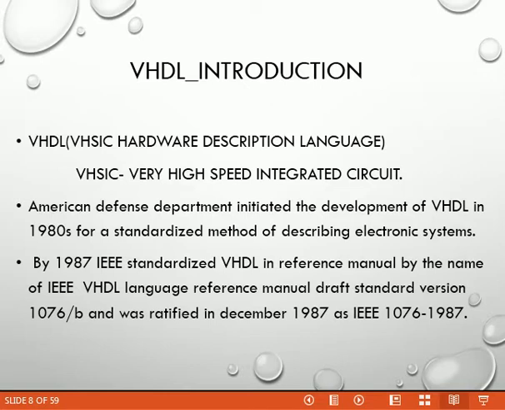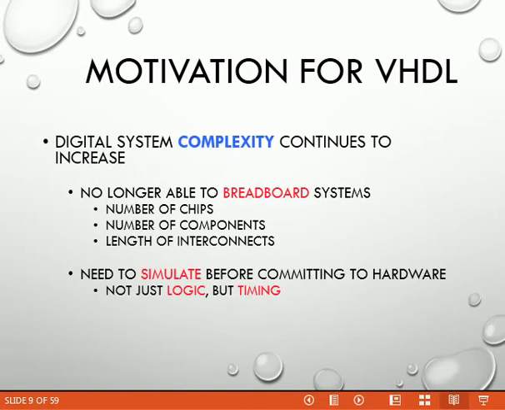So this was the history regarding VHDL programming. Now let us see what is the motivation for VHDL. Why was there development of such a language for digital systems? Because digital system complexity is continuing to increase, as we are embedding so many circuits and so many processes in an integrated circuit, and that is why the complexity of that system is increasing.